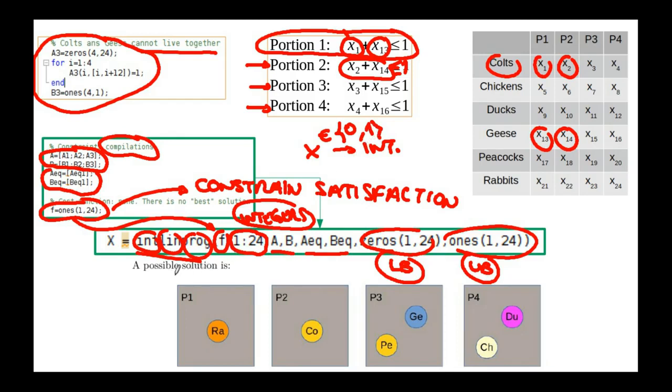And then finally, a possible solution is this. And you can see that cows and rabbits are not living together. But it's only a possible solution, not the best, because there is no best solution.